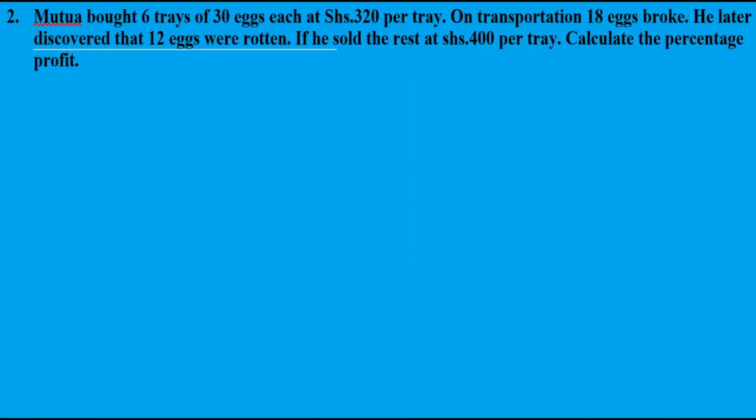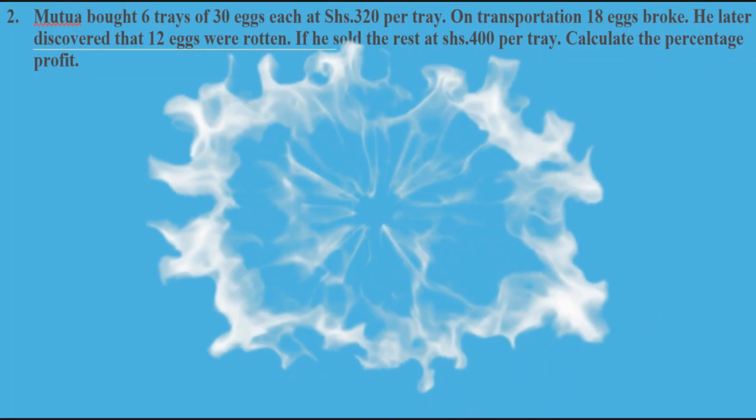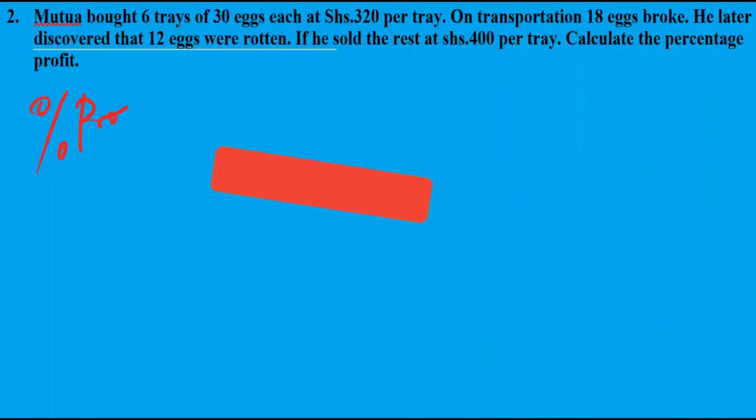Mutua bought 6 trays of eggs, each at 320 per tray. On transportation, 18 eggs broke. He later discovered that 12 eggs were rotten. If he sold the rest of the eggs at 400 shillings per tray, calculate the percentage profit. So one important thing to note is that percentage profit is obtained by profit divided by the buying price, the purchase price, multiplied by 100. So we need to get the profit and also the buying price.